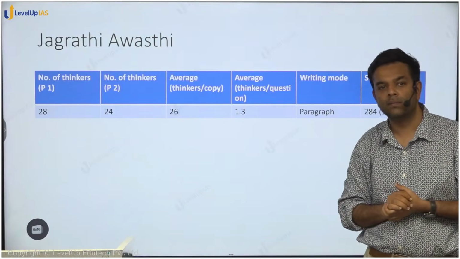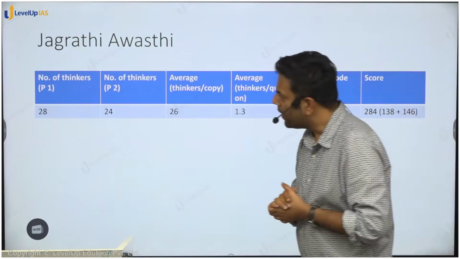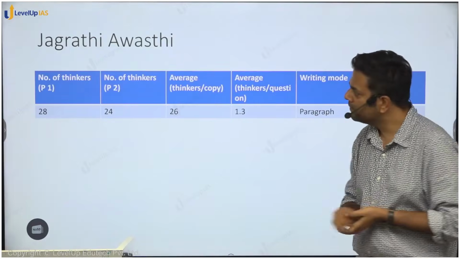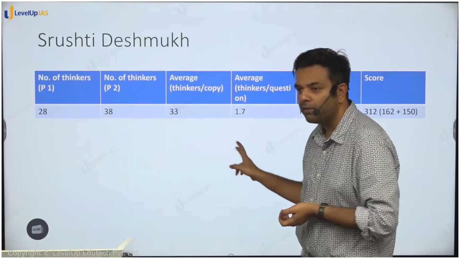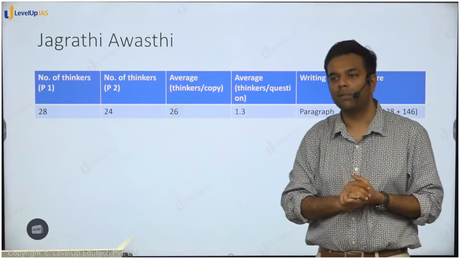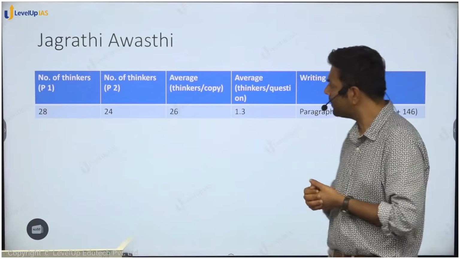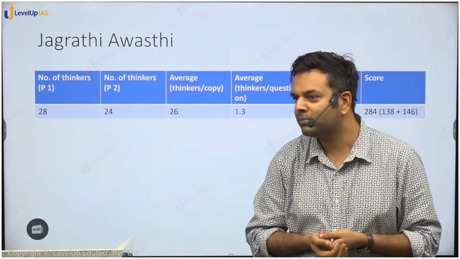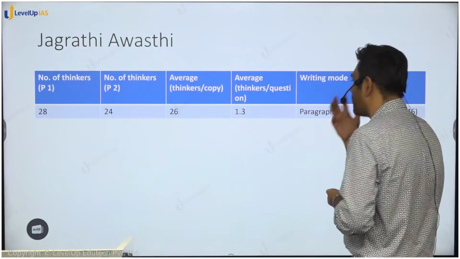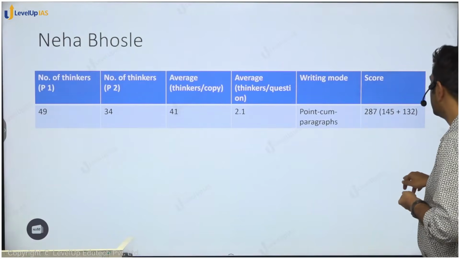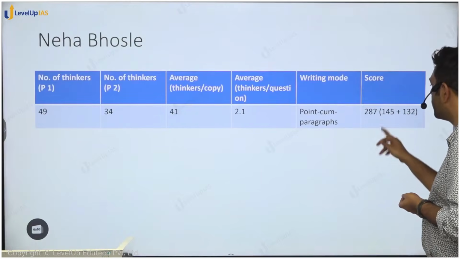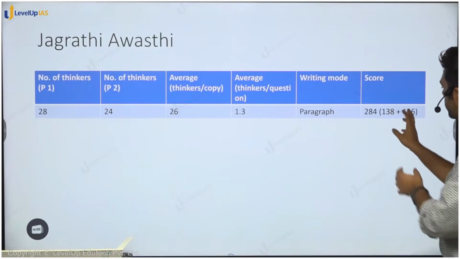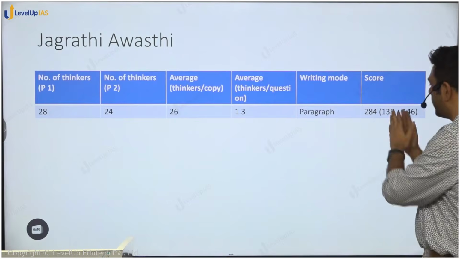Jagriti Awasthi, you must have heard her name. Number of thinkers 28 in paper 1, 24 in paper 2, average thinkers per copy 26. I think of all the three, she had the lowest number of thinkers per copy, 26, which means per question 1.3, barely one thinker name per question. Writing mode was paragraph. Her score is 284. 312, 287, 284. And this includes the total sum of both papers, 138 plus 146.